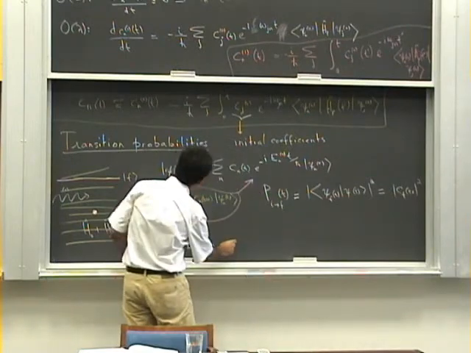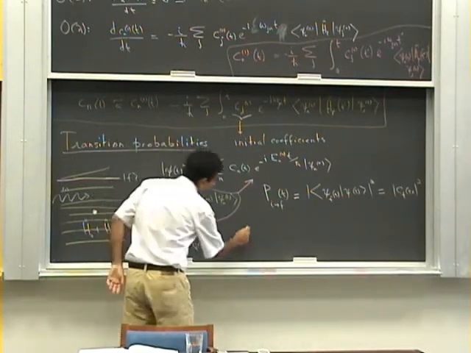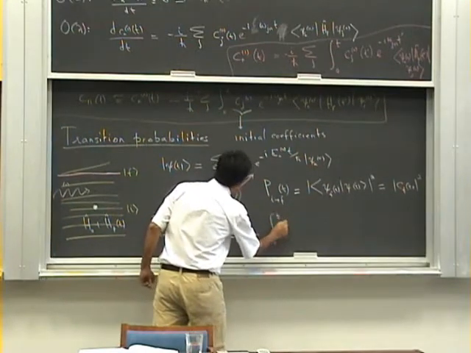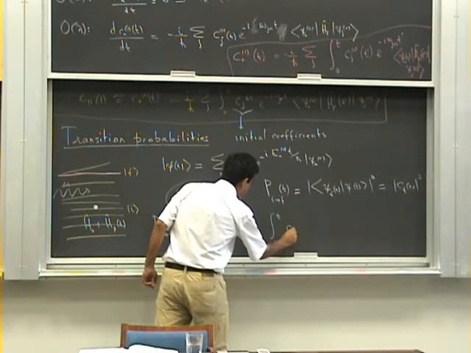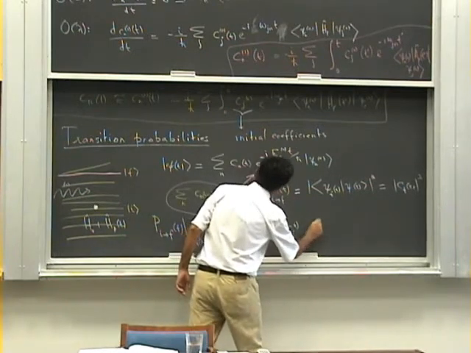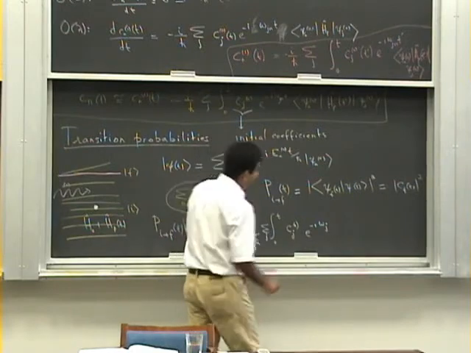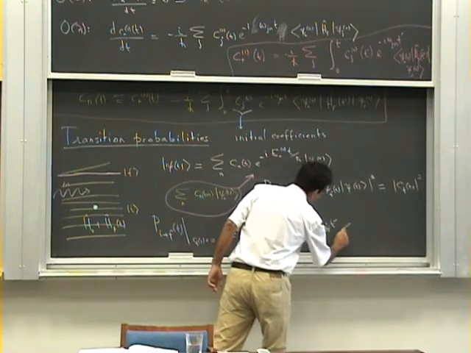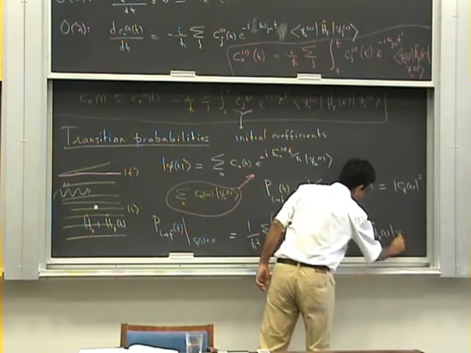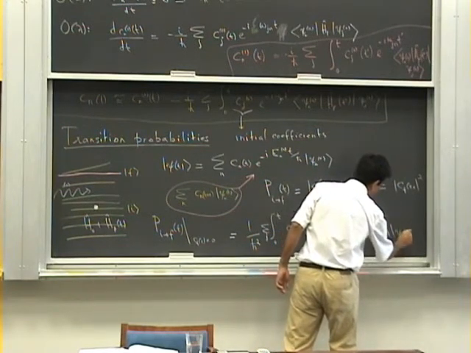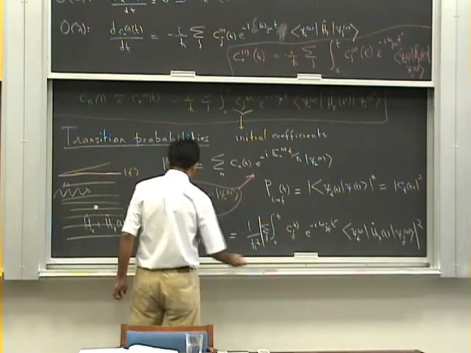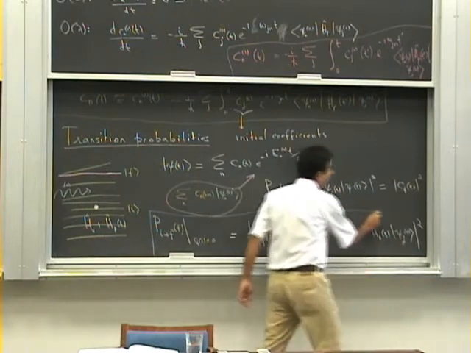So I can write this as the modulus squared of 1 over h bar, integral from 0 to t, sum over all possible j's, c_j, e to the minus i omega_jf t', psi_f naught, H_p of t', psi_j naught, modulus squared. So this is the transition probability that you end up in the desired final state.